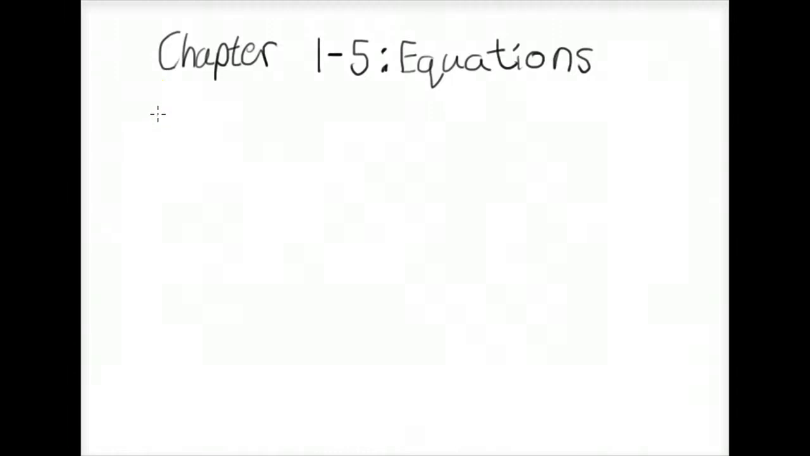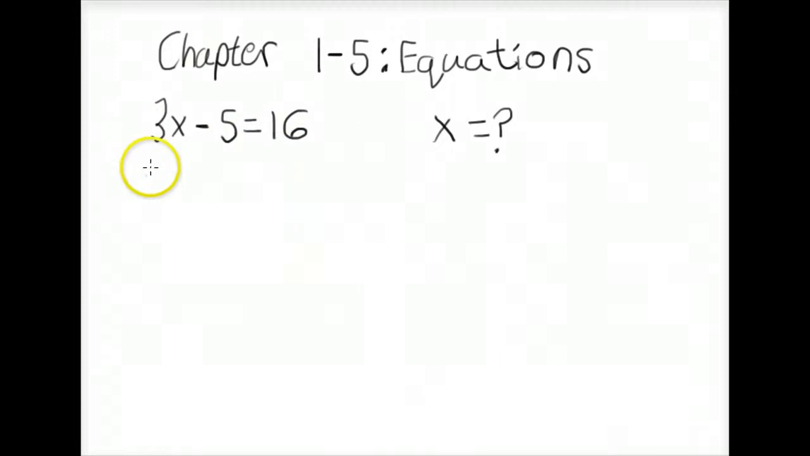Let's say we have the expression 3x minus 5 equals 16. So now we know the value of the expression 3x minus 5 is equal to 16, and we need to figure out the value of the variable in order for this to be true. To do that, you basically want the equation to go into the form x equals something. So we have to undo what has been done to the expression.